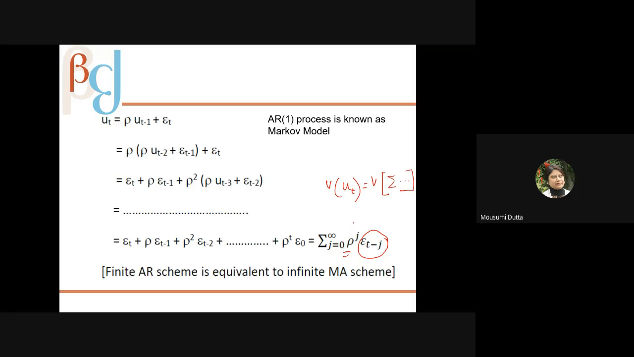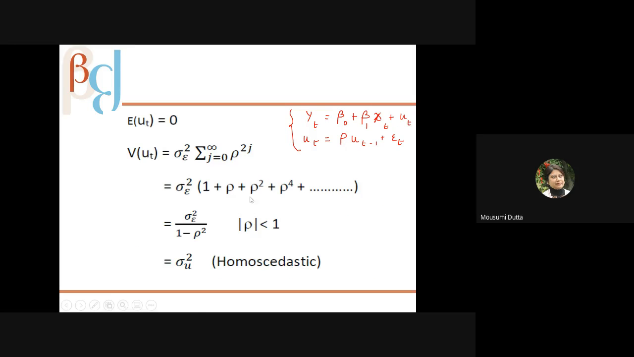Okay. So from this we will get rho to the power 2j, and from this we will get variance of epsilon t minus j. Variance of epsilon t minus j is sigma epsilon square, a constant, because epsilon is a classical error. So I can bring this sigma epsilon square outside the range of sum. It is summation j equals 0 to infinity rho to the power 2j, expectation of the epsilon part, that is a constant given by sigma epsilon square, so we can keep it outside the range of sum.